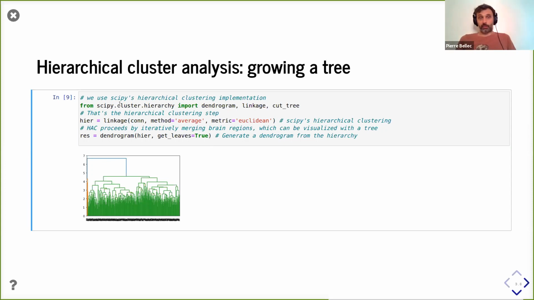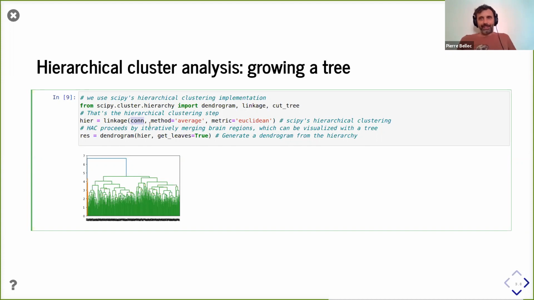So there's a clustering module. Within that clustering module, there's a hierarchy module, and from there we're going to import three tools: dendrogram, linkage, and cut tree. And in that slide, what we're looking at is a linkage. So linkage is actually running the clustering. What it's using as an input is our connectivity matrix. So it's going to put together regions that have similar connectivity profiles.